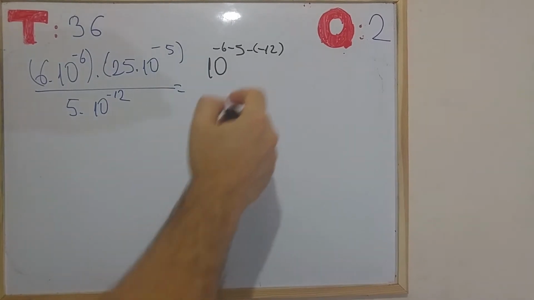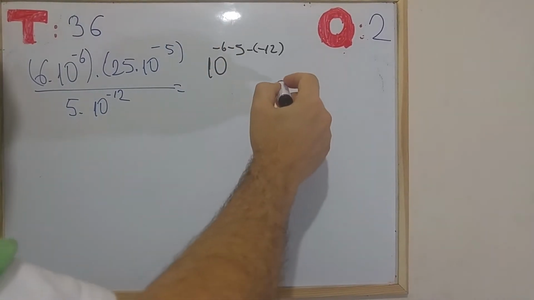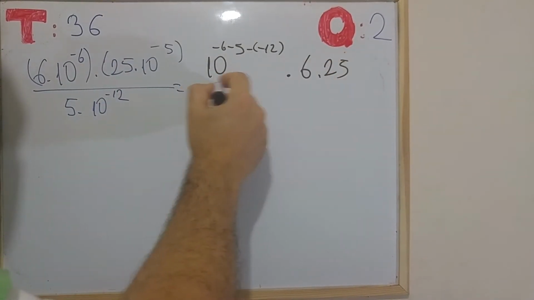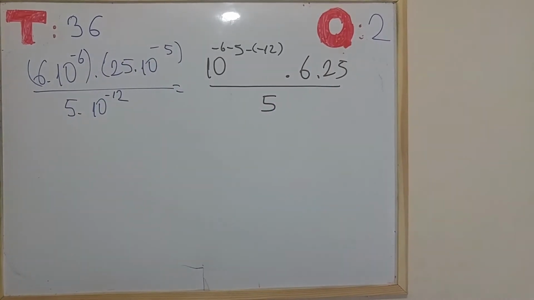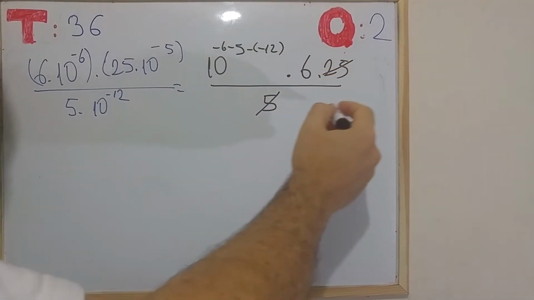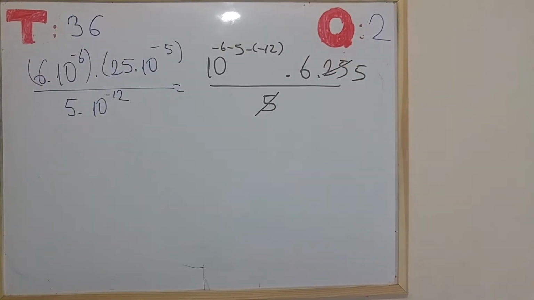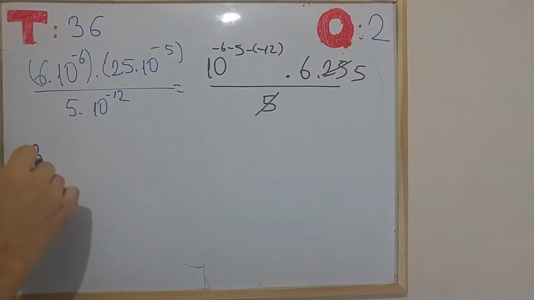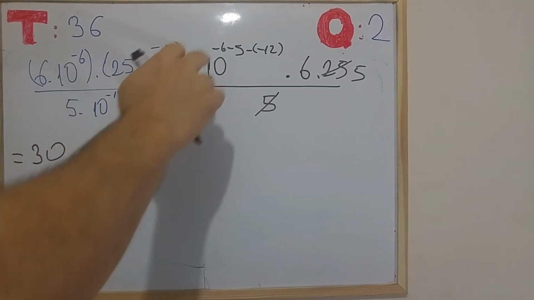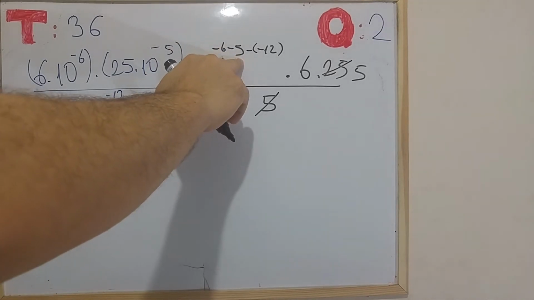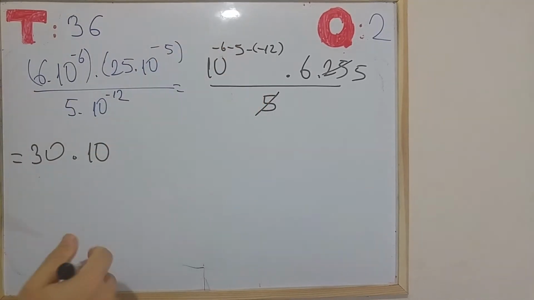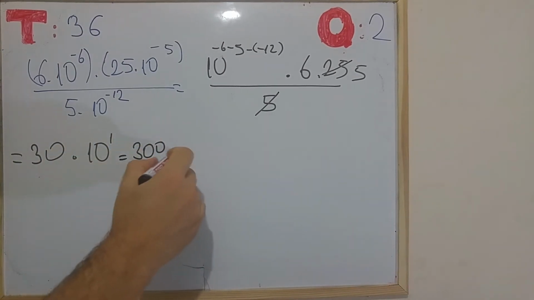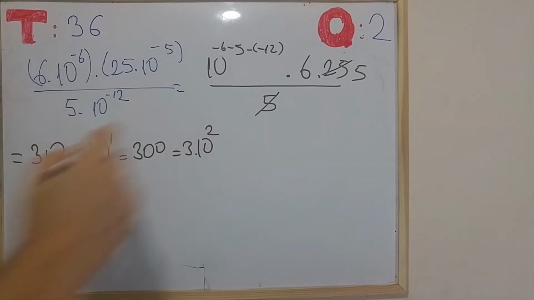So this is going to be equal to, I'm going to calculate in a minute, times 6 we have here, times 25 divided by 5. 5 here gone with one of these 25, so it's going to be 5, which we're going to have here, which is going to be equal to 6 times 5 is equal to 30 times 10 to the minus 6 minus 5 means minus 11 plus 12 is equal to 1, 10 to the 1. So this is equal to 300, or you could say 3 times 10 to the 2.